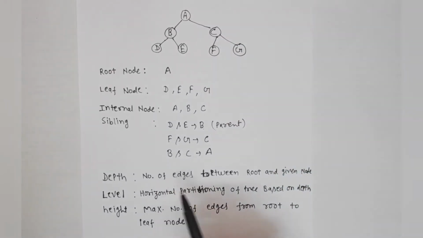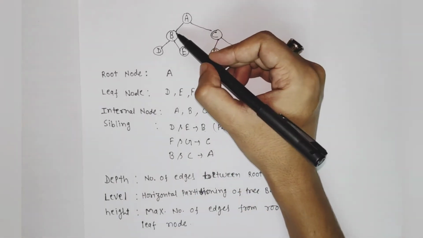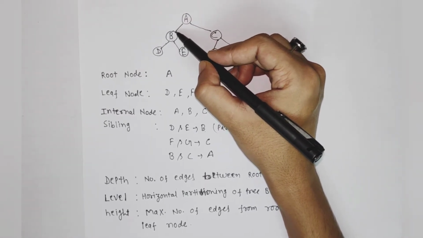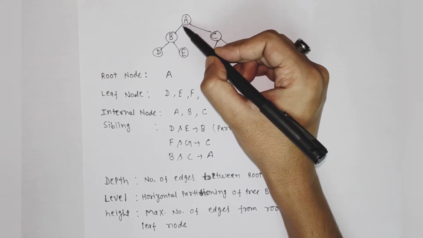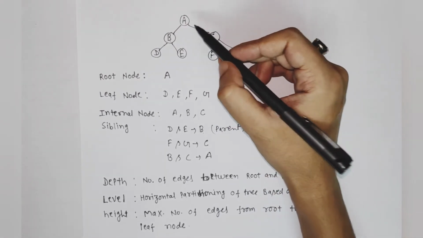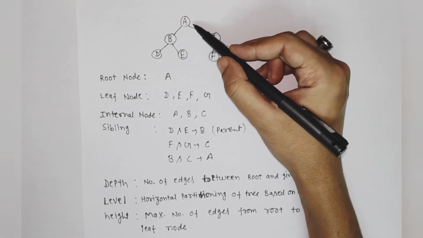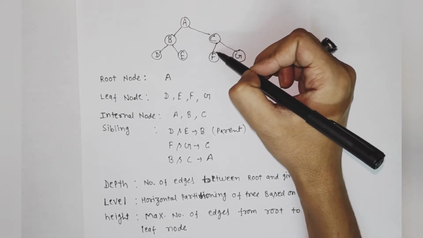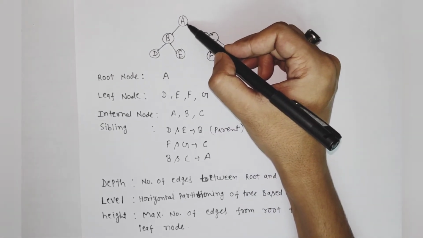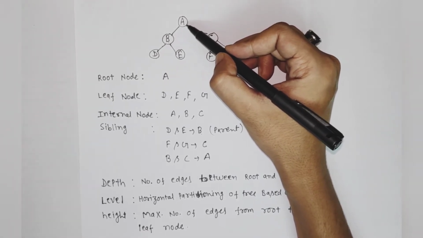So the number of edges between root and given node is called depth. Suppose I want to find the depth of B, then it is 1 because there is only one edge between A and B. So the depth of B is 1. Similarly, suppose I want to find the depth of F, then there are two edges between A and F. So the depth of F is 2. Similarly, suppose I want to find the depth of A, so it will be 0 because there is no edge.